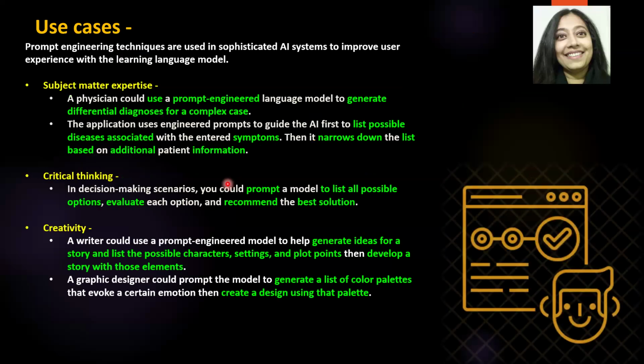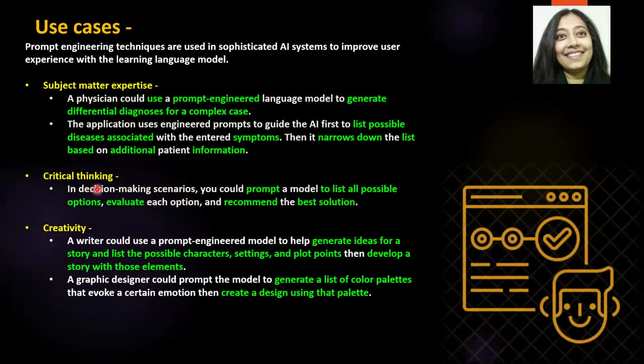Finally, we are going to discuss the use cases for prompt engineering and how prompt engineering techniques are used by AI systems to improve user experience with large language models. First is subject matter expertise. Let's say a doctor or a physician could use a good prompt engineered language model to generate different diagnoses for a complex case. In this application, the engineer prompts or guides the AI model to first list all the possible diseases associated with the entire symptoms, and then the prompt engineer has to ensure that the model is guided to narrow down the list based on some additional patient information. So yes, all of this is possible.